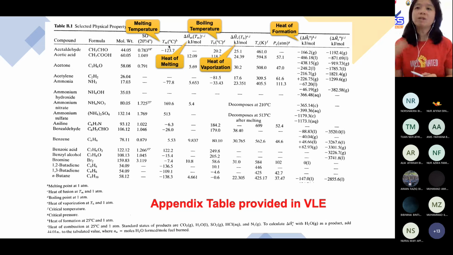Kalau liquid tu kamu panaskan, katakan contohnya acetaldehyde, boiling temperature dia 20.2, meaning kalau acetaldehyde tu you heat up dalam bentuk liquid acetaldehyde, you heat up until 20.2, you will get vapor acetaldehyde. Okay. Same concept, katakan vapor acetaldehyde ni you cool down until 20.2, dia akan jadi liquid acetaldehyde. So it occurs at the same boiling temperature.